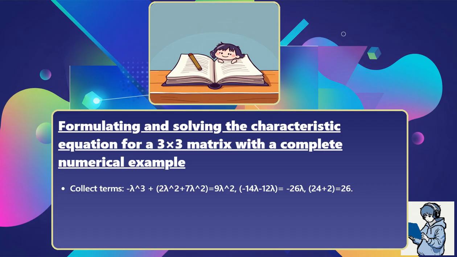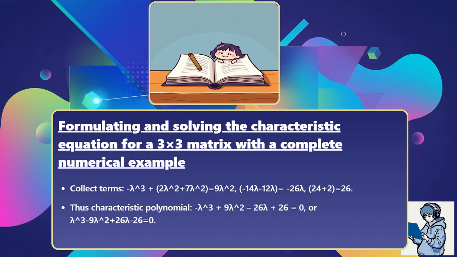Collect terms: negative lambda cubed plus (2 lambda squared plus 7 lambda squared) equals 9 lambda squared. (Negative 14 lambda minus 12 lambda) equals negative 26 lambda. (24 plus 2) equals 26. Thus the characteristic polynomial is negative lambda cubed plus 9 lambda squared minus 26 lambda plus 26 equals 0, or lambda cubed minus 9 lambda squared plus 26 lambda minus 26 equals 0.